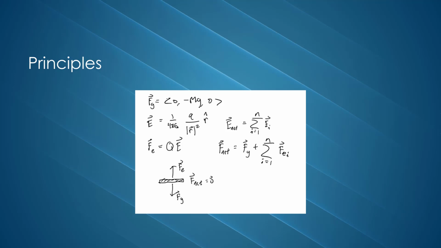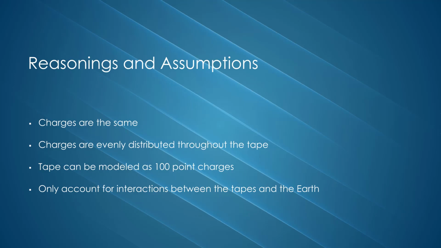Now forces, they follow the superposition principle, which means we can just add them all up to get our net force. And what we're looking for is something like the bottom here, where Fe and Fg cancel out to give us an F net of 0.